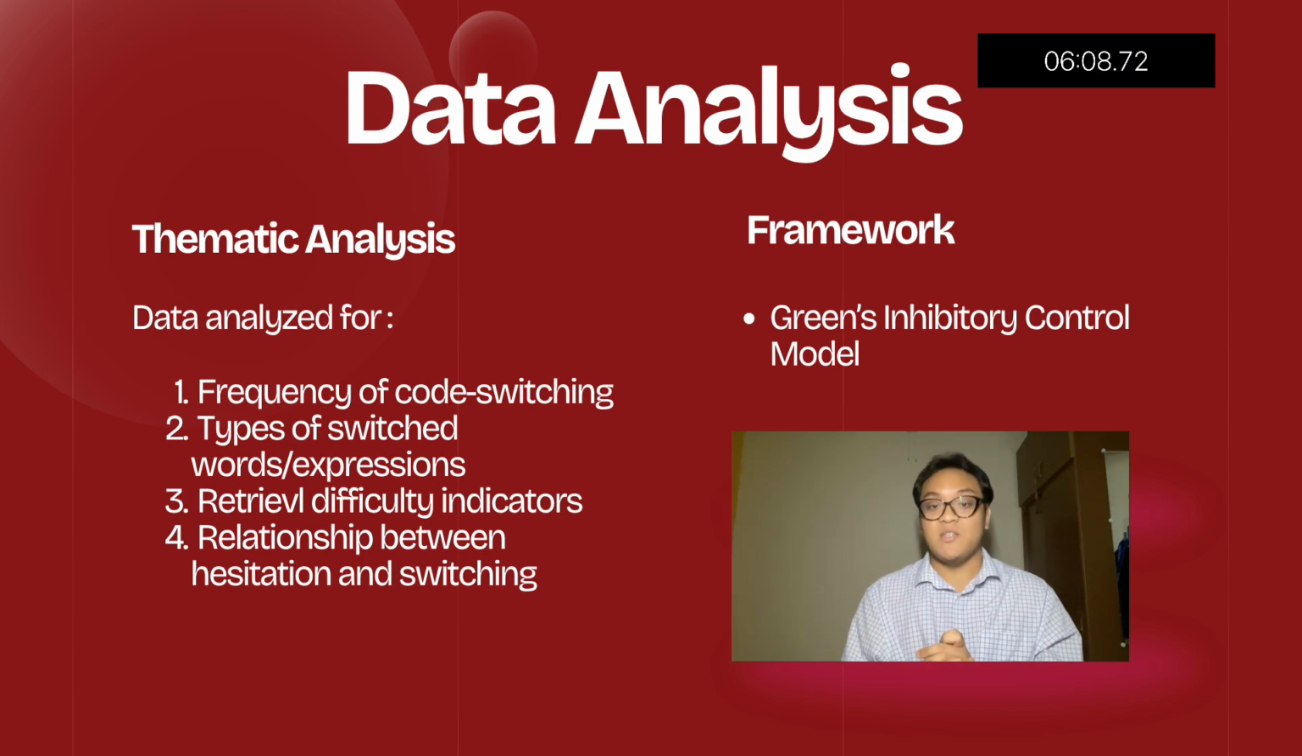First, the speech recordings will be transcribed to written form. Then, the researcher will identify patterns related to code switching and lexical retrieval difficulty. The analysis will focus on the frequency of code switching occurrences, the types of words or expressions that are switched, and how code switching appears during hesitation or retrieval difficulty. The findings will later be interpreted using Green's inhibitory control model.